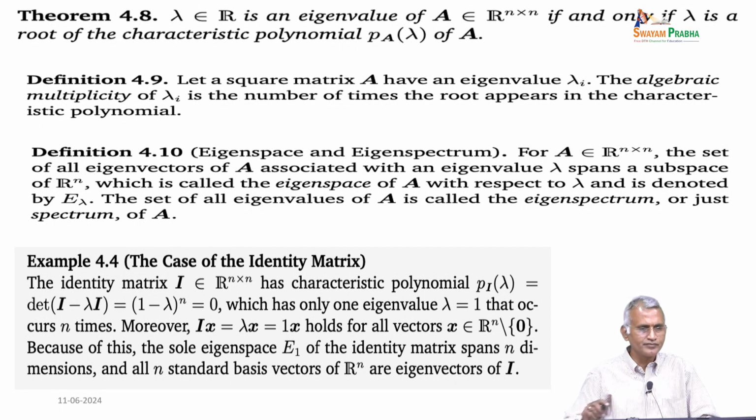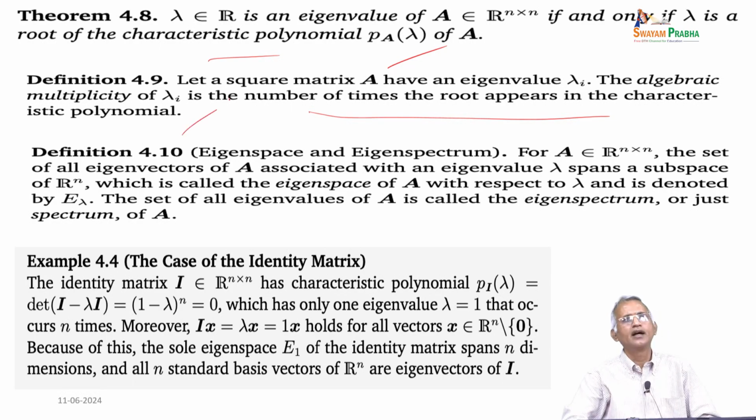Next theorem. Lambda in R is an eigenvalue of an n×n matrix A if and only if lambda is a root of the characteristic polynomial P_A of lambda. Next definition. Let a square matrix A have an eigenvalue lambda_i. The algebraic multiplicity of lambda_i is the number of times the root appears in the characteristic polynomial.